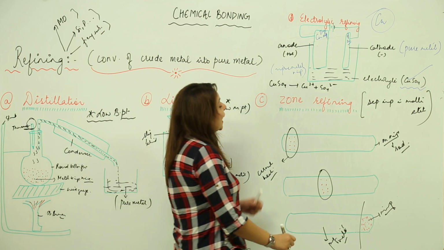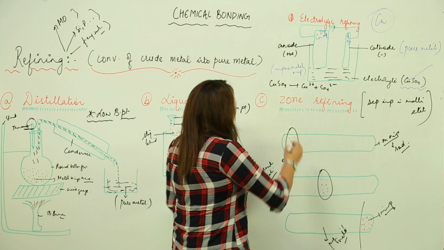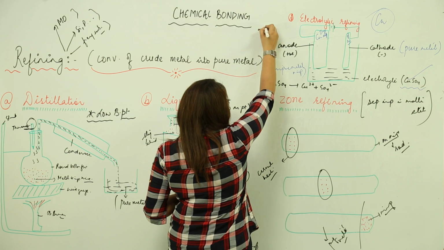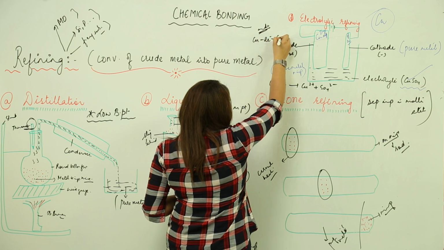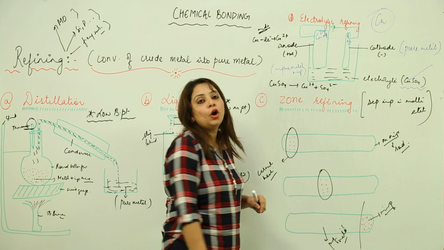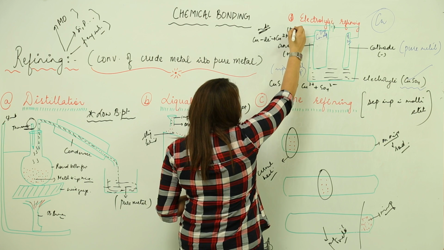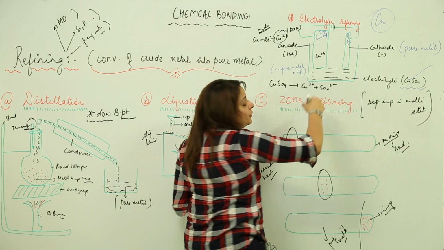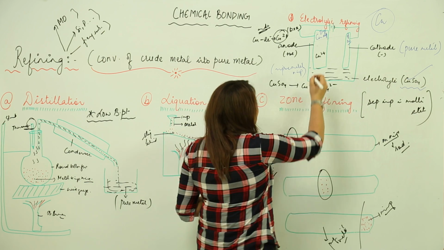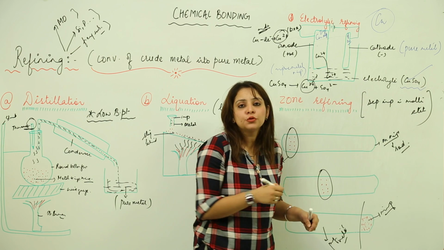Now what happens, as we know that this anode is also made up of impure copper. So the reaction that will occur at the anode will be: copper will start losing electrons and will form copper ions. That means the oxidation is carried out. Now these Cu2+ ions, which are formed as a result of oxidation, will move into the solution, and in the solution, as I told you, there are already present Cu2+ ions.